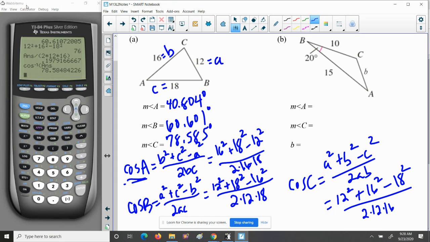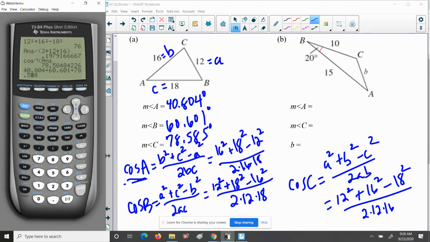Now, what I want to check really quick: do my answers make sense? Am I right at 180 for those angles? So let's add them up. 40.804 plus 60.601 plus 78.585. And if you take a look, we are at 179.99. So we're pretty darn close. Okay, so we're only off by a hundredth.